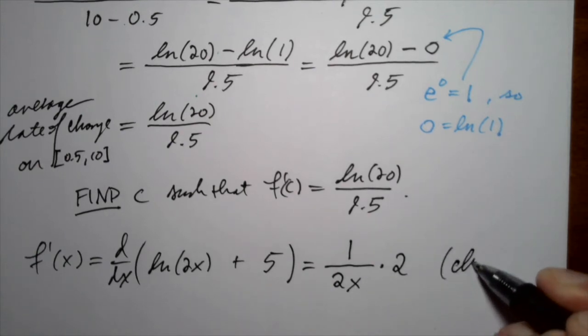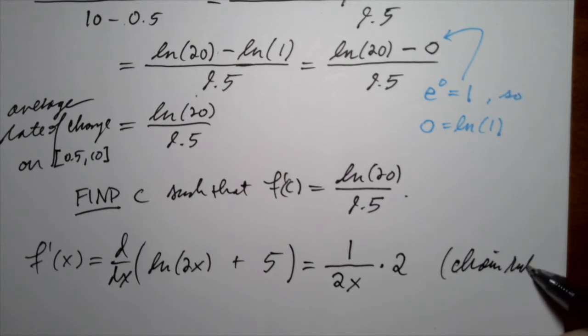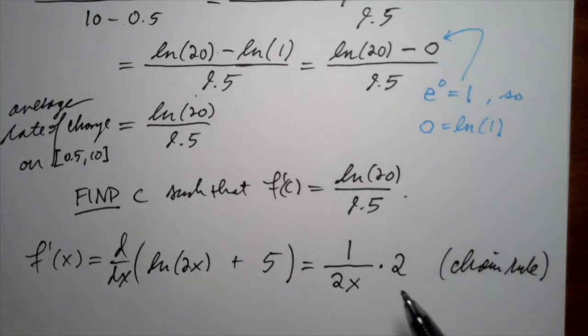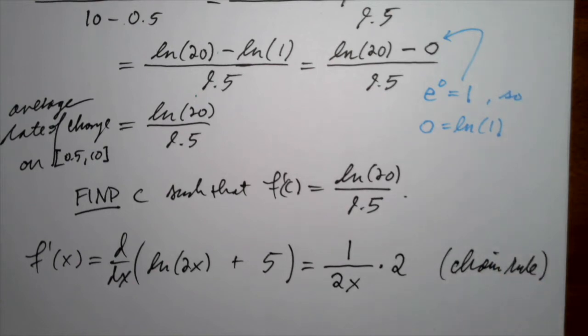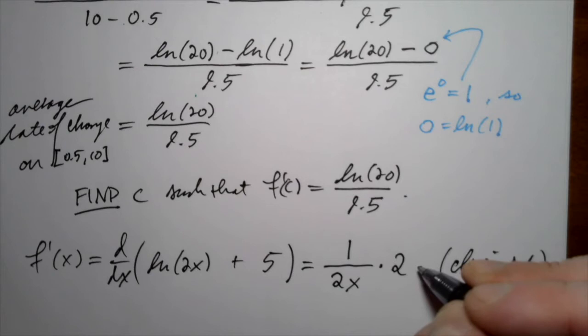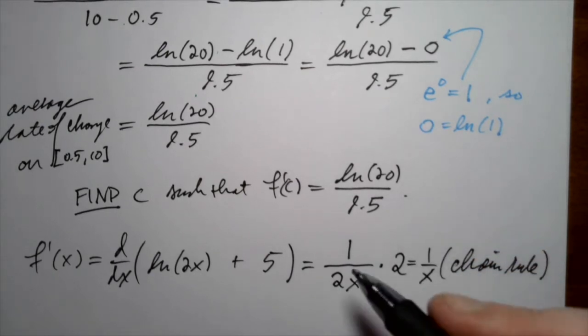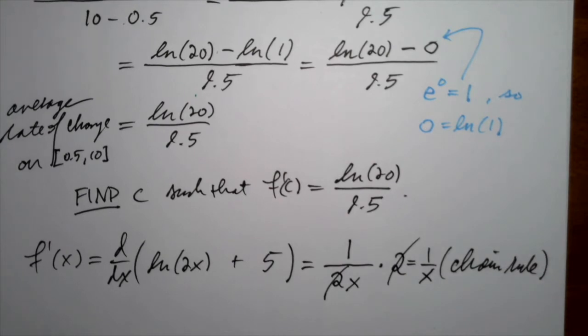So that calculation of the derivative of natural log of 2x came from the chain rule. The 2 is the derivative of the inside function. The 2's cancel, and so we find that this formula for the derivative is just 1 over x. I'll write that right here. The 2's cancel, we get 1 over x.